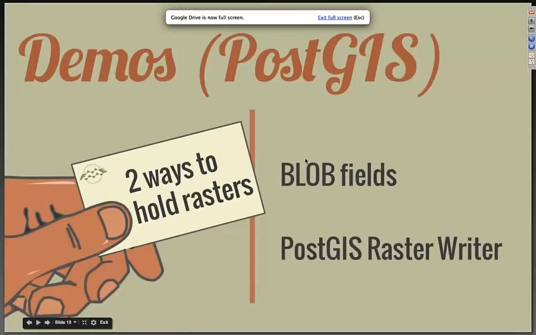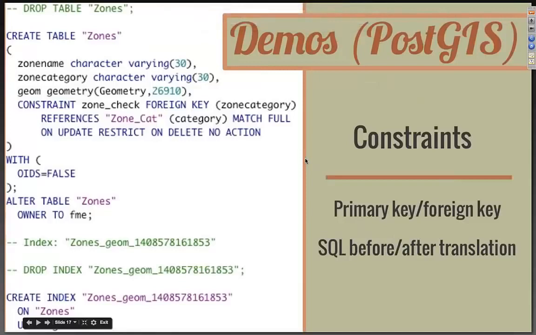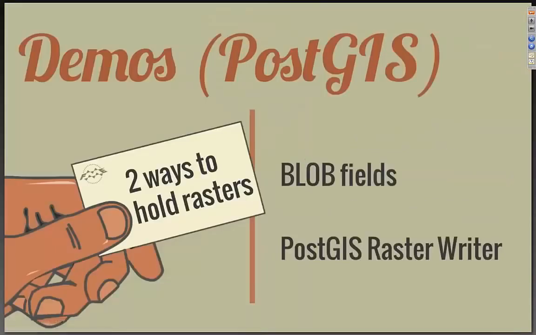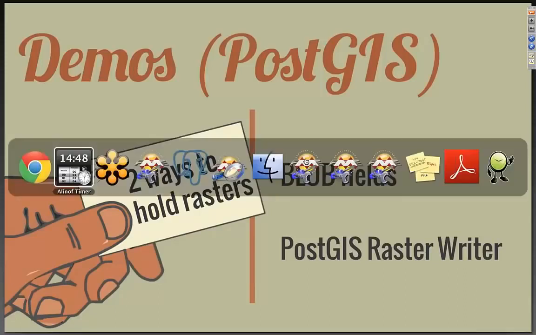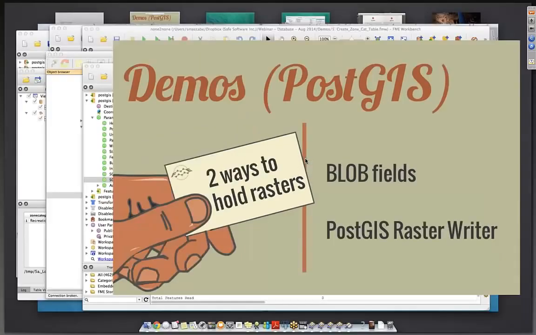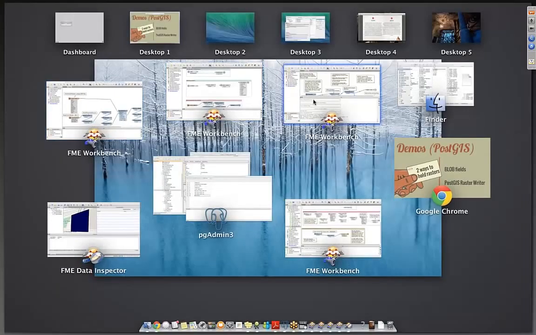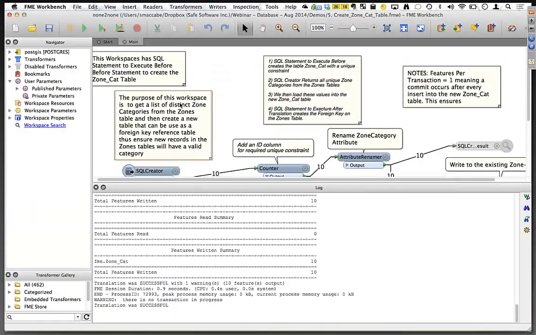So everybody can see that now. So that was the constraints that we were working on, and now we're going to move to the blob fields and PostGIS raster writer. So we're going to skip back to, let's go here and see what I can show you. Is it this one? Let's see it.